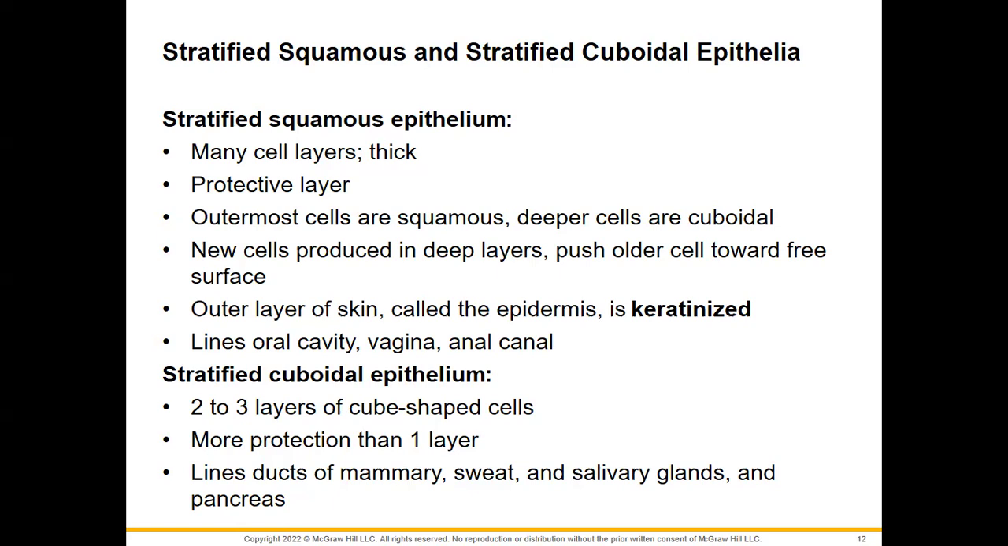Your sweat glands are lined with stratified cuboidal epithelium. And your salivary glands, as well as the glands of the pancreas that secrete things like insulin and glucagon. All of those glands, all of these ducts are going to be lined with stratified cuboidal epithelium.